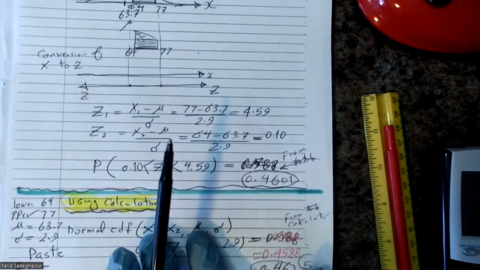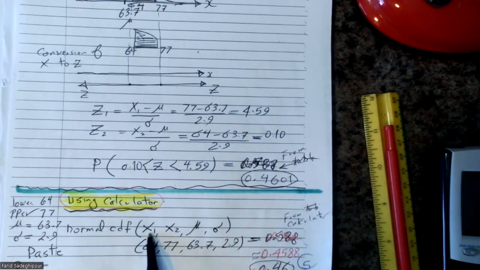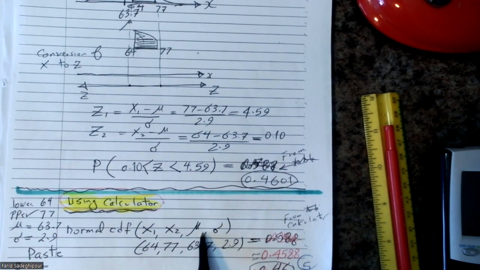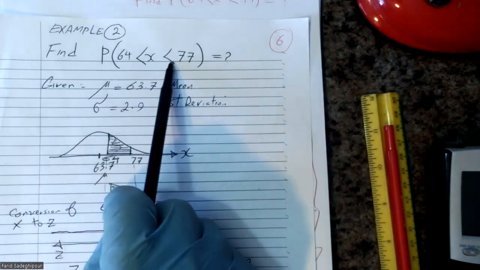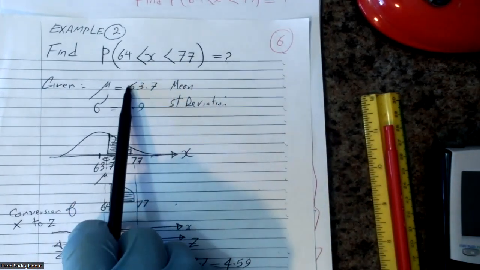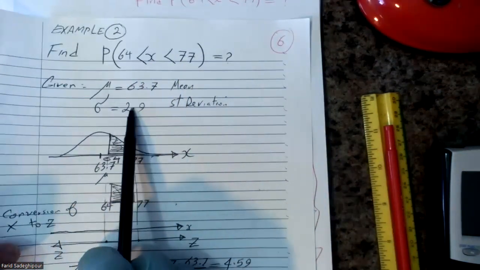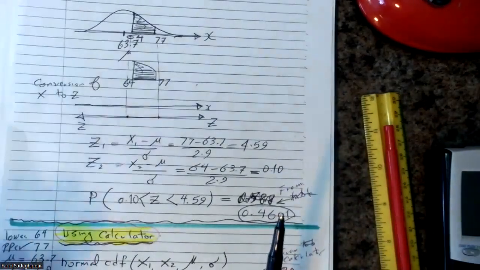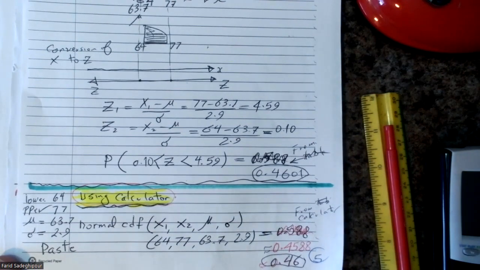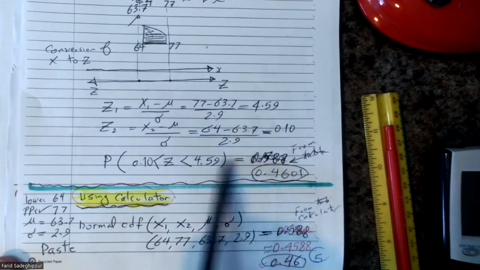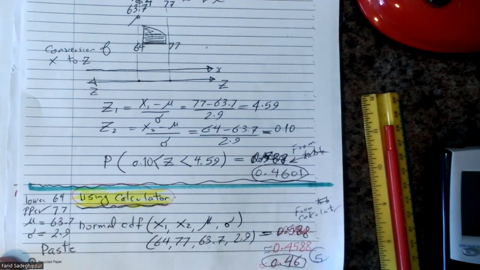You could just go straight to the calculator and put X1, X2, mean and standard deviation for normal CDF, because X1 and X2 are already given to you, and the mean and standard deviation of the population are given. If you input those numbers into the calculator on normal CDF, you find the answer rather than going through all these calculations.